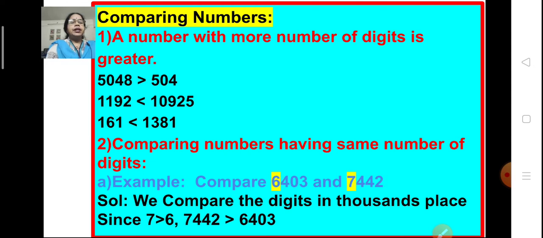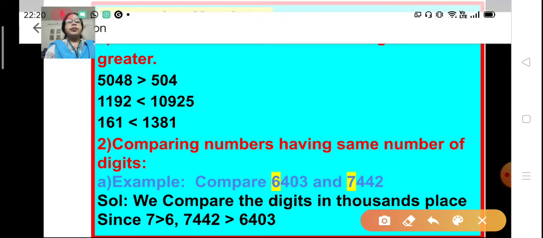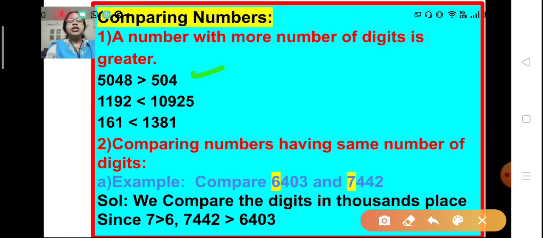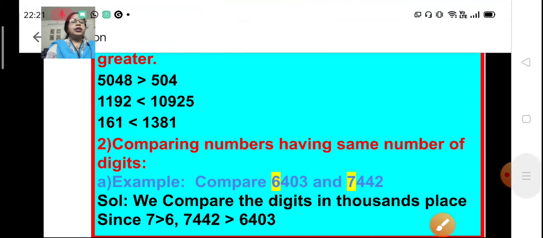So here in the examples we have two numbers, one is of 3 digits and another is of 4 digits. So which is greater? The number with 4 digits is greater. And in the second example we have one number which is of 4 digits and another number which is of 5 digits. So the number with 5 digits is greater. And in the third example we have two numbers, one is of 3 digits and one is of 4 digits. So the number with 4 digits is greater.